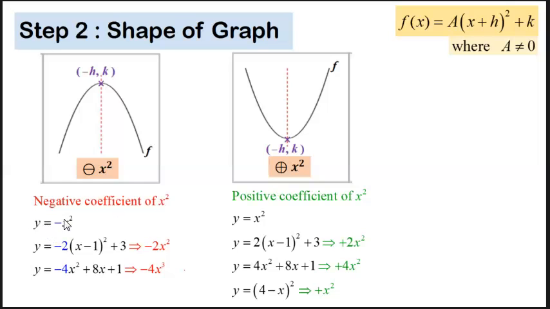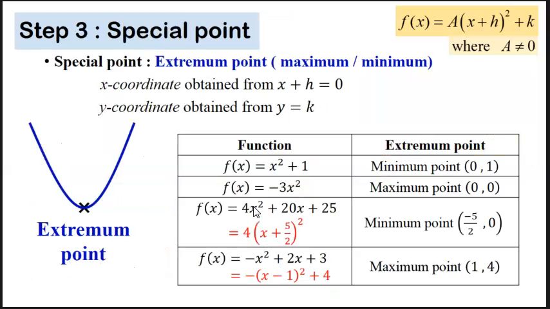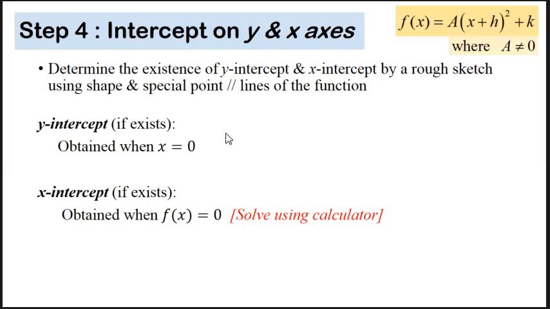Again, the basic case, y equals minus x squared; y equals negative 2 bracket x minus 1 squared plus 3; y equals negative 4x squared plus 8x plus 1. So these are some of the cases where we can see the shape of the graph. Again, the remark here: although the graph of a quadratic can be sketched easily, sometimes just by factorization, not all quadratic functions can be factorized, so completing the square is applied in the graphing technique here.